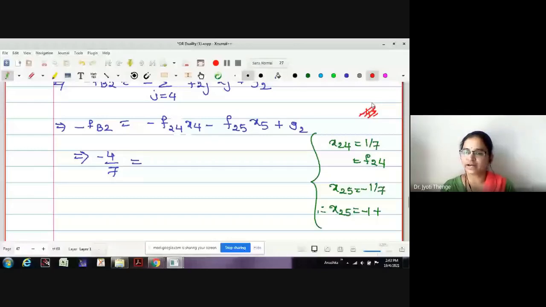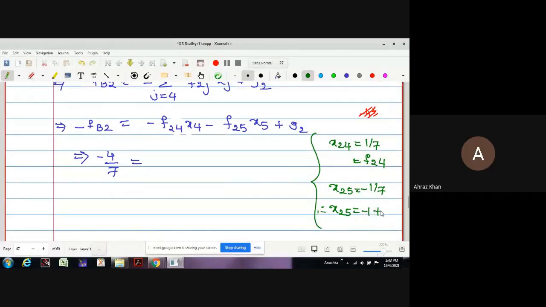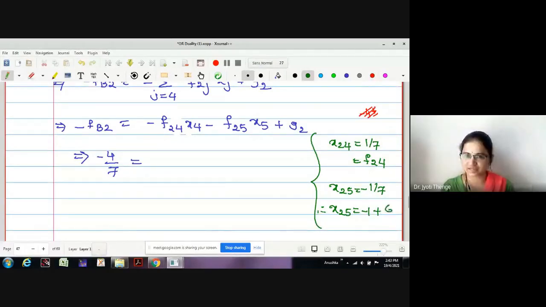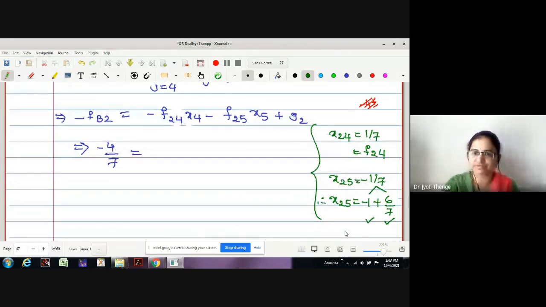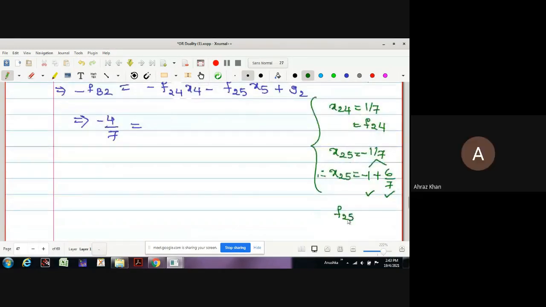If I want to write x25 as minus 1 plus something, what will that something be? Minus 1 plus 6 by 7. Yes, this is minus 1 plus 6 by 7. Now we have expressed this negative fraction minus 1 by 7 as negative integer plus positive fraction. Is that okay? Then what is the value of F25? 6 by 7.